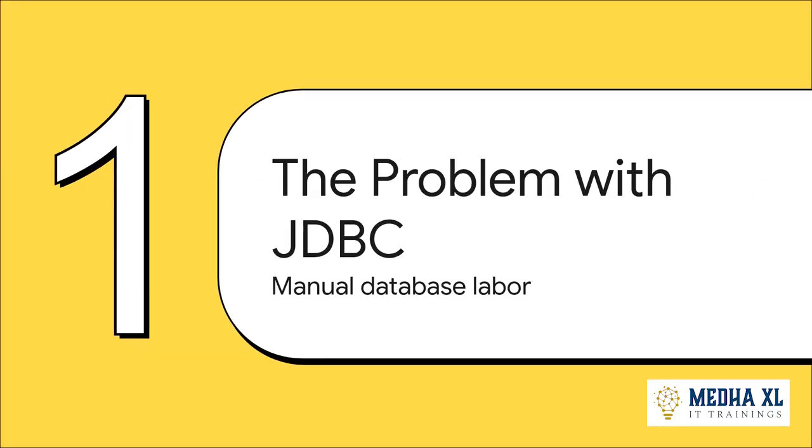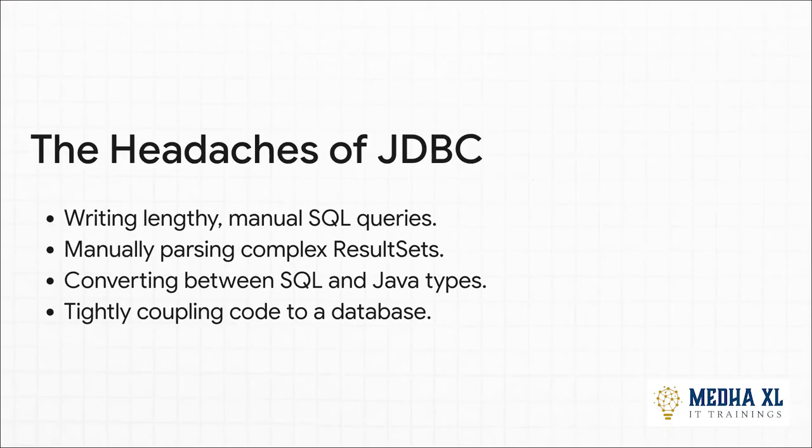Okay, so before Hibernate became the standard, we had JDBC, the Java Database Connectivity API. And look, it's fundamental, it gets the job done, but using it feels a lot like manual labor. And these are the classic headaches I'm talking about. You're handcrafting SQL for every single operation. Then you get this result set back from the database, and you have to manually loop through it, pulling out data column by column. You're always playing translator between Java types like a string and database types like varchar.